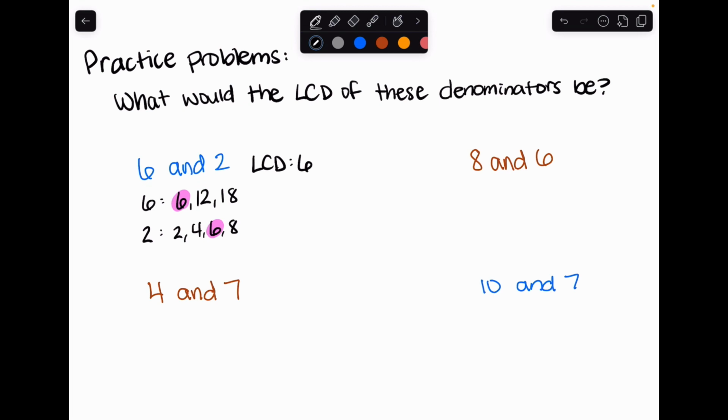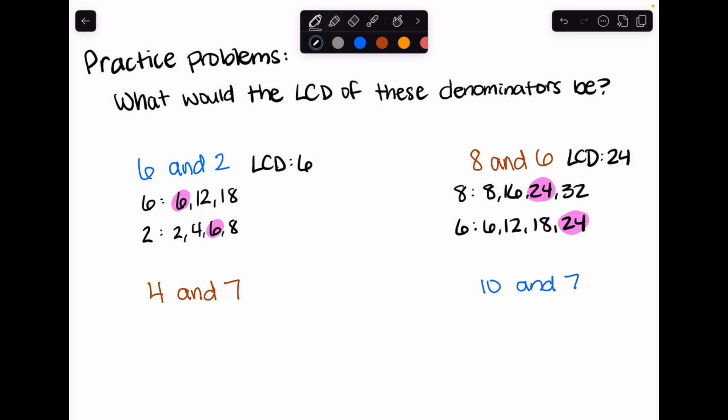Let's jump over to 8 and 6. I have 8, 16, 24, 32, and for 6 I've got 6, 12, 18, 24. Looking at both lists, I've got 24 and 24. That is the smallest number on my list, so even though 24 is a fairly large number, that is still going to be my LCD.